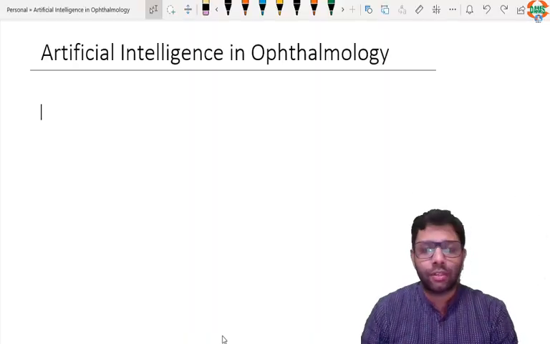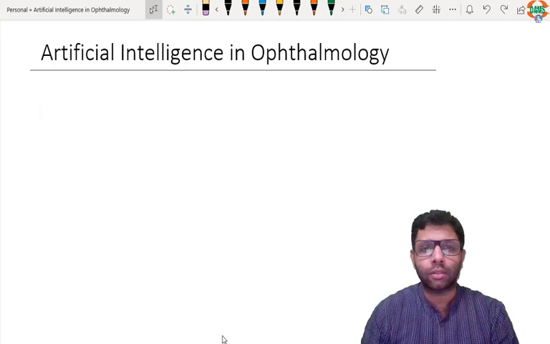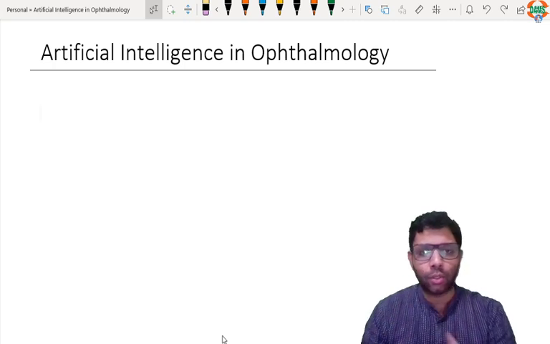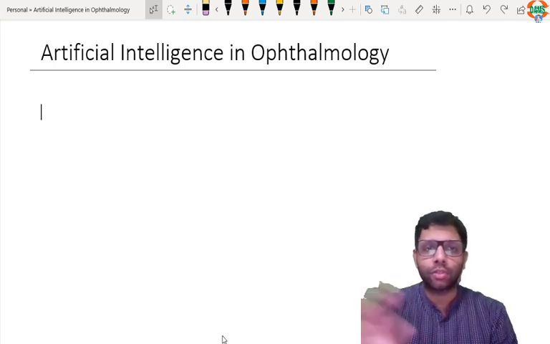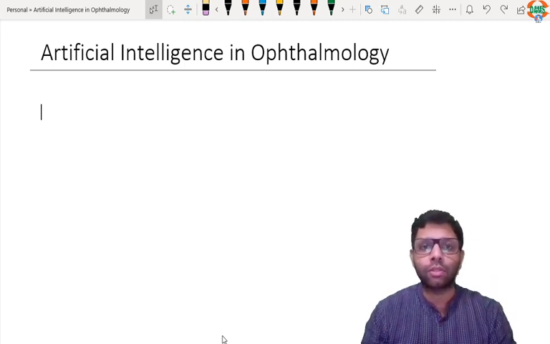Hi everyone, let us see this recent advances questions. This type of question is coming in the recent exam paper, and I will tell you how to write this question in the exam. Of course, this is purely for the theory exam basis, that if a question comes on, for example, artificial intelligence in ophthalmology, how can you frame the answer?